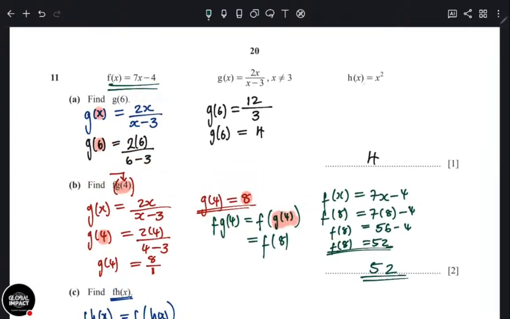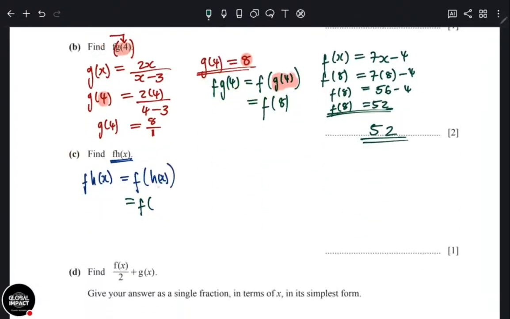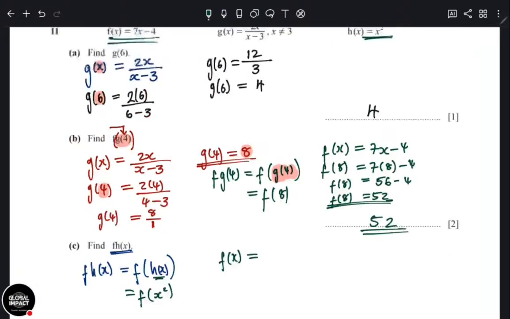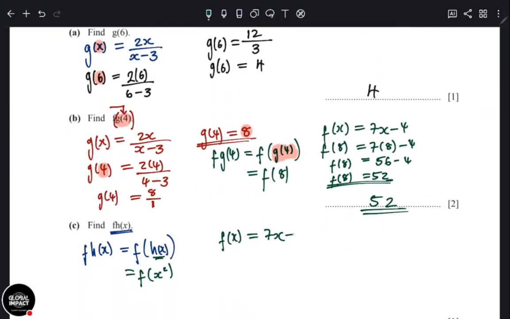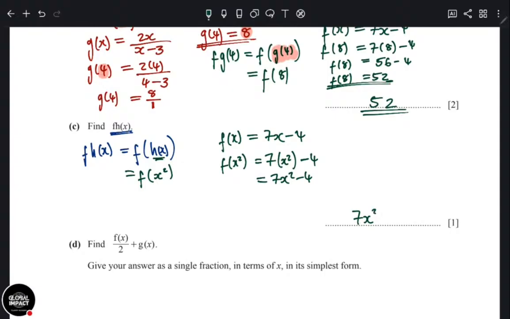What is it? It is going to be equal to F of, what is that H of x? We go and we take it here. It's an x squared. So instead of H of x, we put what it is. So we are getting F of x squared. So we are now going to say F of x is what? F of x is 7x minus 4. So what is F of x squared? F of x squared is 7 by, wherever there is x, we are now putting x squared. So it's 7 by x squared minus 4, which is equal to 7x squared minus 4.